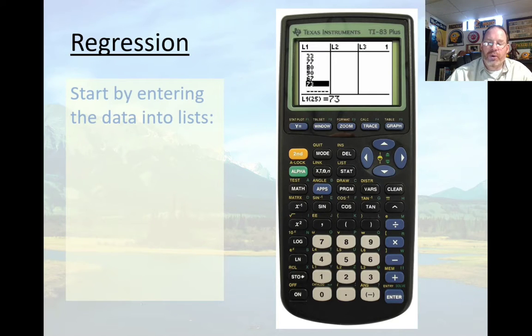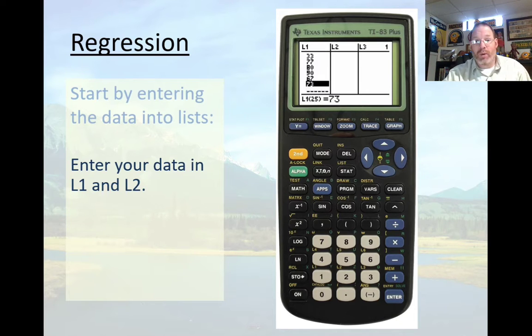By default, when you do a regression analysis, the program always uses List 1 and List 2. There's a way around that, but it's probably best if you just try to keep your data in L1 and L2 all the time. Sometimes it's not possible, though. So enter your X data in L1 and enter your Y data in L2.